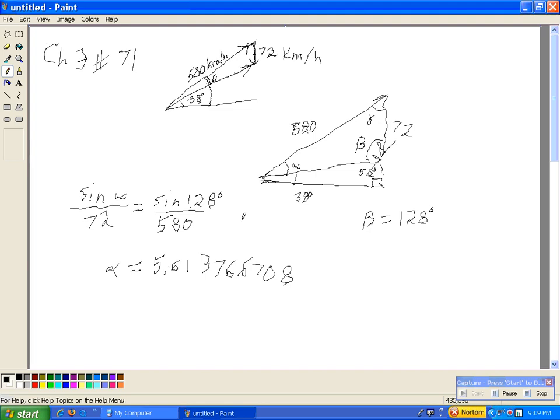So alpha plus 38. So that equals 43.613, etc. degrees. There's your answer.